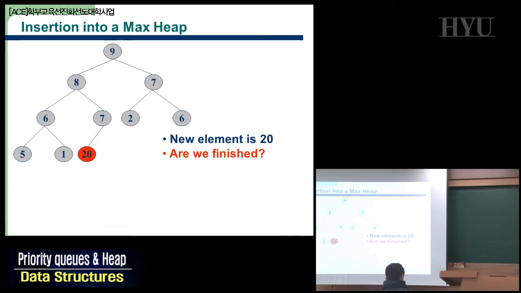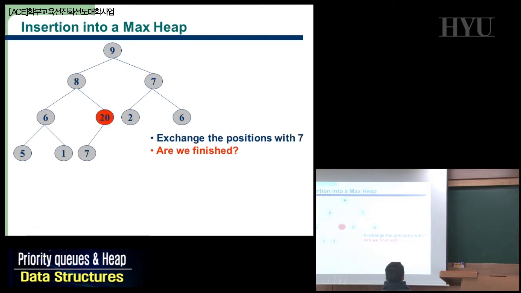So it's my max heap. If I'm bigger than my parent, I should switch places with my parent. So 20 should go up. Okay, I'm in my new position now. 7 is below me. What else can I do next?